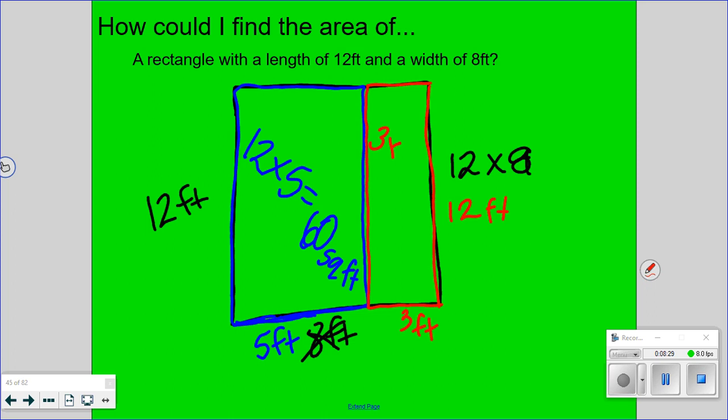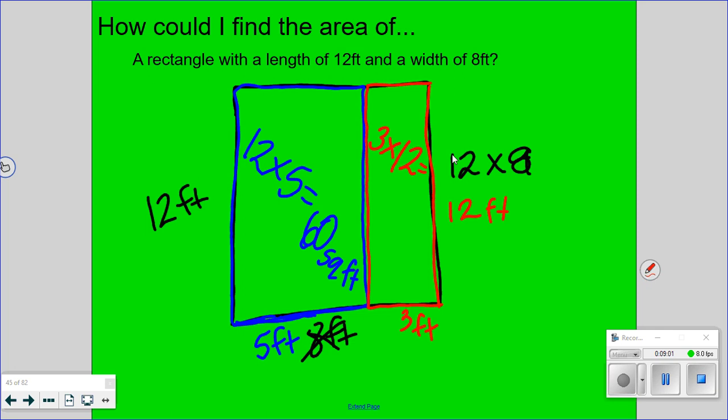3 groups of... what do you have 3 groups of? You have 3 groups of 12. What is 3 groups of 12 worth? That's a hard one. Start with 12. Start with 2 groups of 12. There's 21 plus 10, 20, 30, 32, 34, 36.